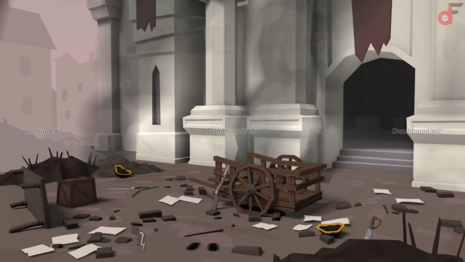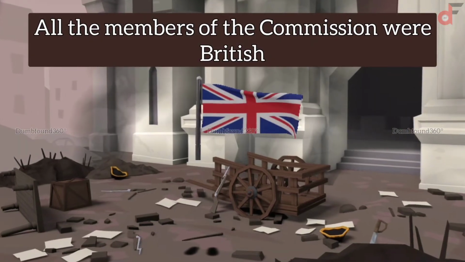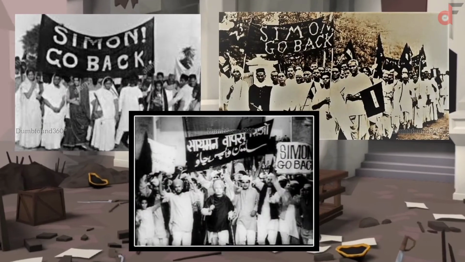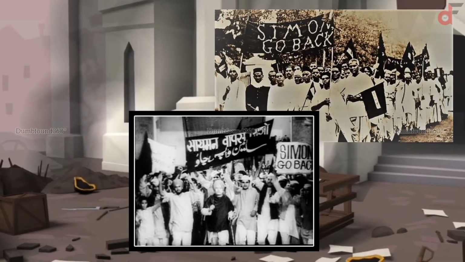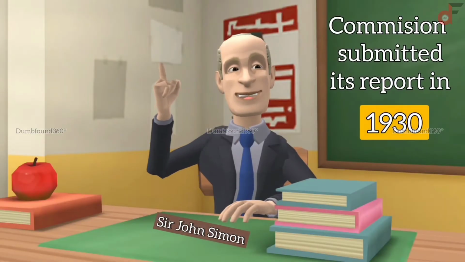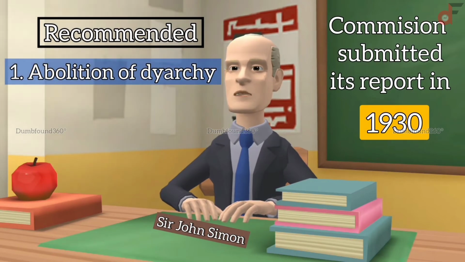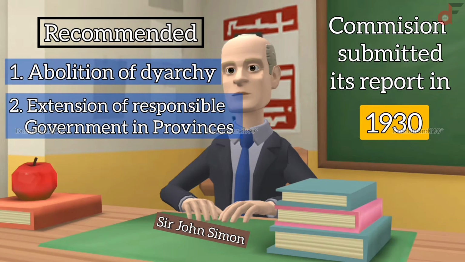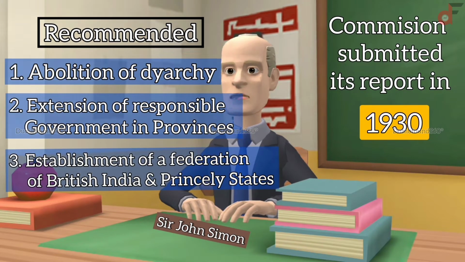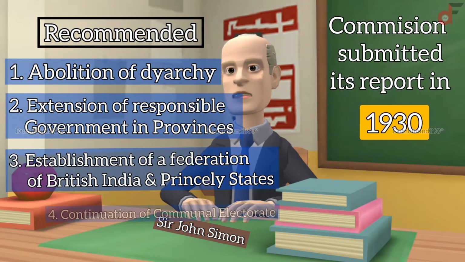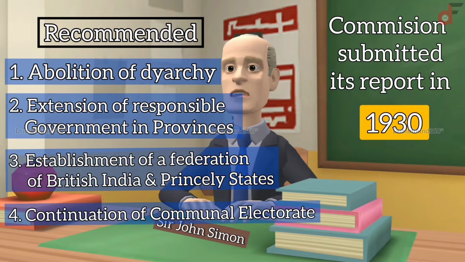All the members of the commission were British and hence all the parties boycotted the commission. The commission submitted its report in 1930 and recommended the abolition of diarchy, extension of responsible government in the provinces, establishment of a federation of British India and princely states, continuation of communal electorate, and so on.